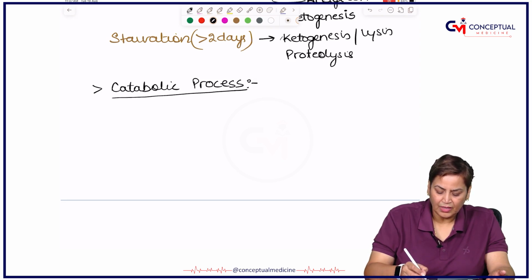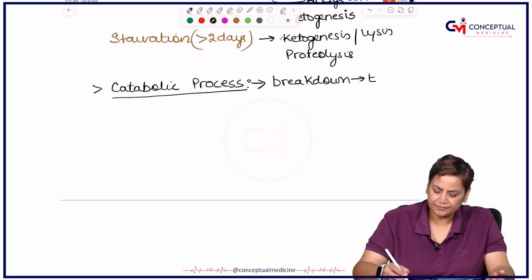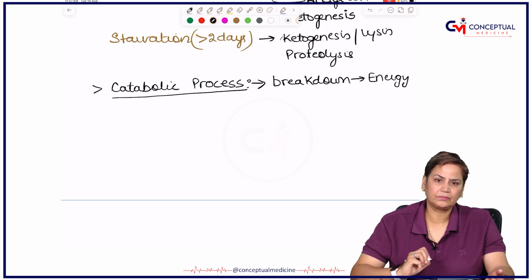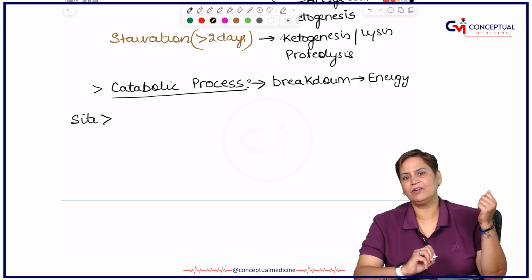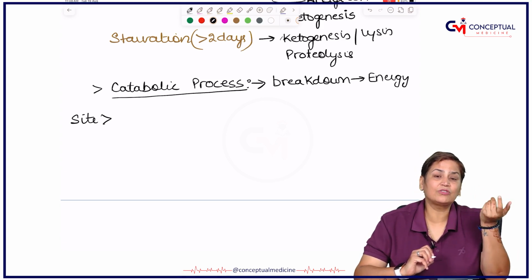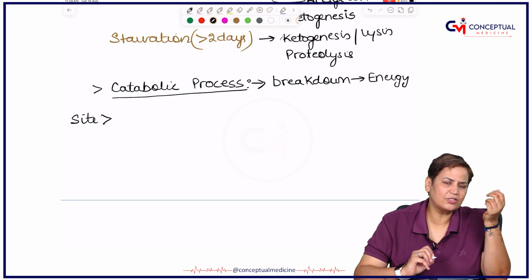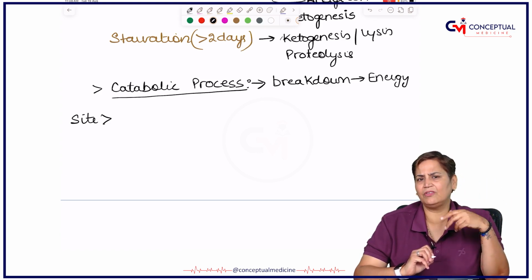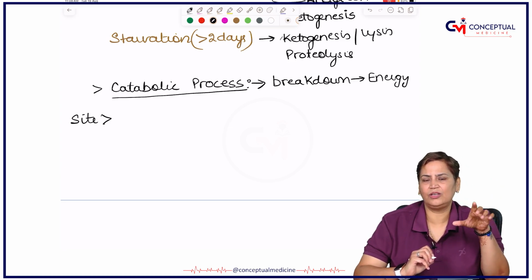Very important. It is a catabolic process because breakdown is there and it will give energy. On the other hand, if it is catabolic, what is the site? The site has to be mitochondria, because it involves oxidation. And why mitochondria? Because mitochondria are the powerhouses of the cell. So whenever we talk about energy, breakdown of something, or use the term oxidation, we always confine it to the mitochondria.